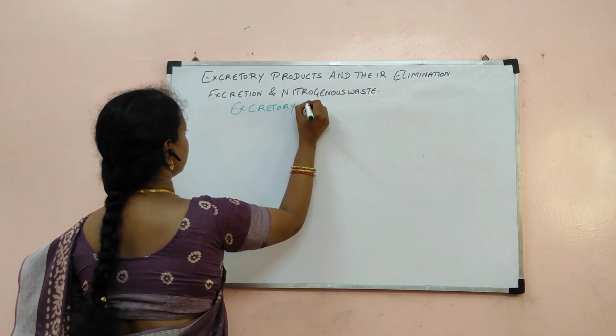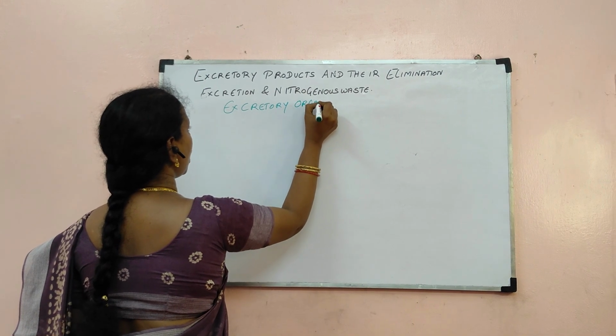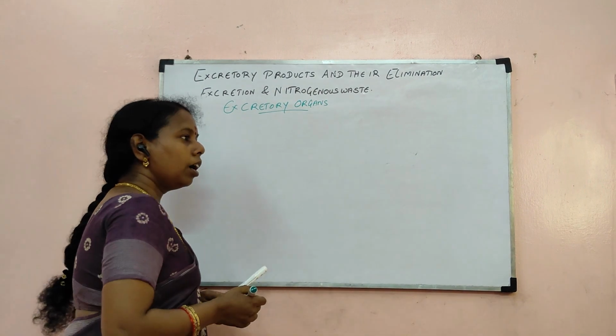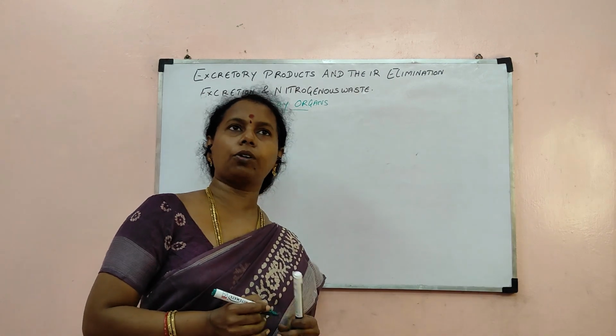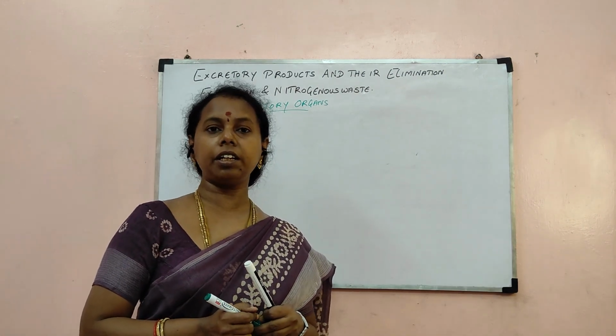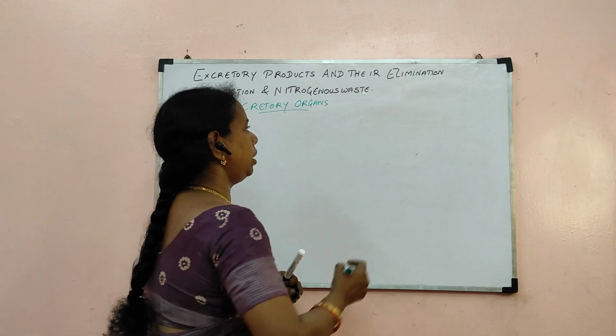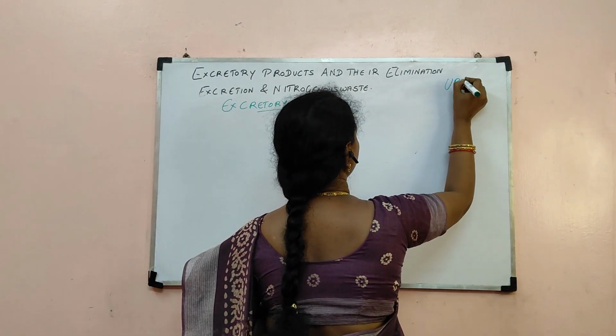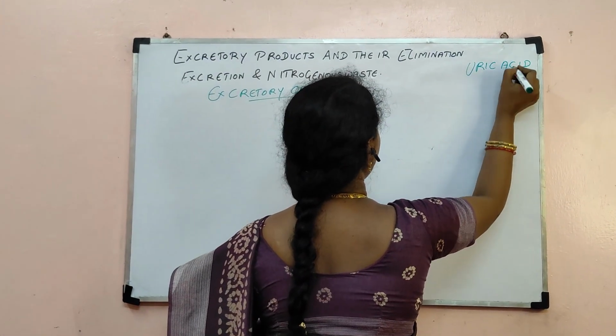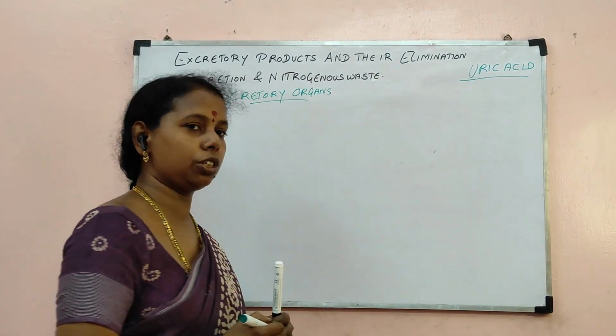In this video, children, we are going to discuss different excretory organs of various organisms. Before that, in the last video, we discussed what cockroaches excrete. Cockroach is a terrestrial insect, right? So it may excrete only uric acid. That is the answer for the previous video question, children.